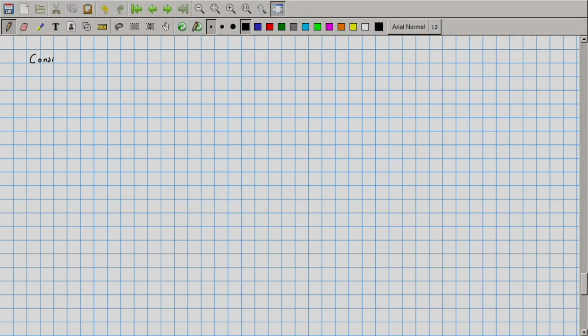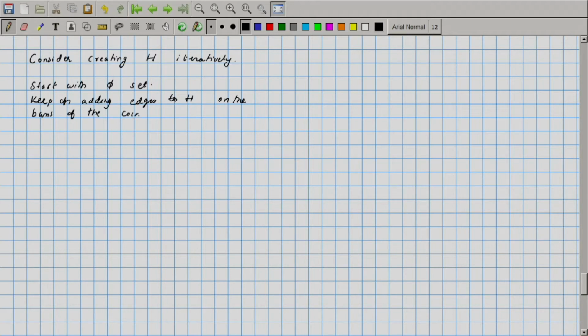So, consider creating H iteratively. Which means start with an empty set, keep on adding edges to H on the basis of the coin toss. These edges are considered in increasing order. We can imagine that the coin tosses have already been done for all the edges, and we are just now taking those coin tosses and deciding which are the edges of H. While we do this, we can also construct the spanning tree F side by side.